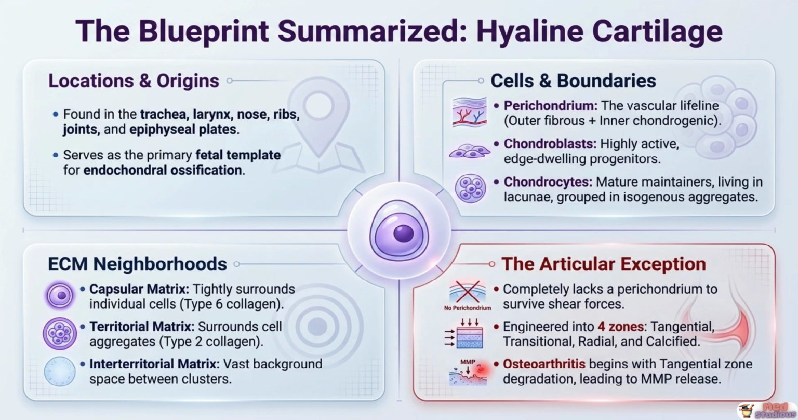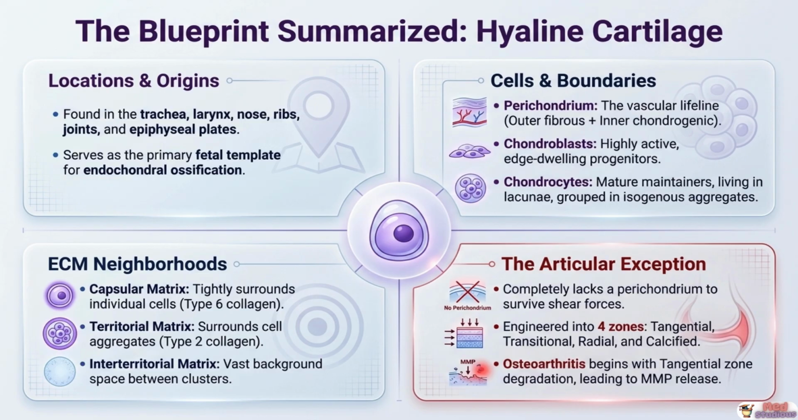We close with the complete synthesis, the blueprint summarized, your comprehensive revision reference for every aspect of hyaline cartilage covered in this video. Locations and origins. Hyaline cartilage is found in the trachea, larynx, nose, costal cartilages of the ribs, articular joint surfaces, and the epiphyseal plates of developing long bones. Its developmental role as the primary fetal template for endochondral ossification means that the entire long bone skeleton passes through a hyaline cartilage phase before becoming permanent bone.